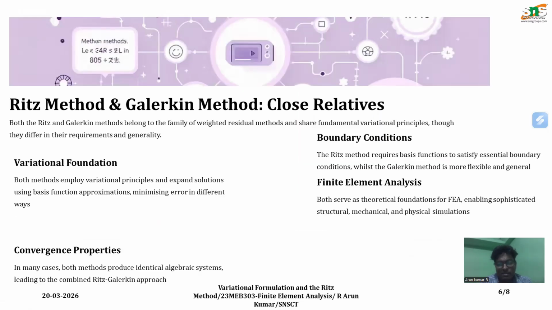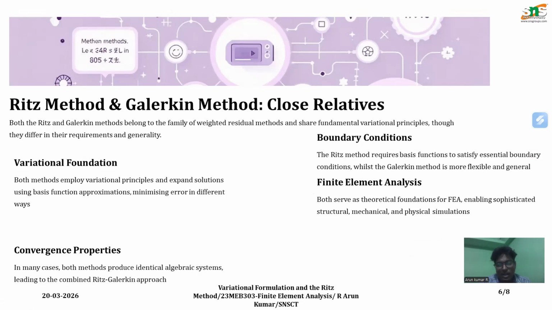The Ritz and Galerkin methods are closely related. Both belong to the family of weighted residual methods, sharing the fundamental variational principle, though they are different in their requirements and generality. For the variational formulation, both methods employ the variational principle and expand the solution using basis function approximations, minimizing the error in different ways, with converging properties in many cases. Both produce a tangent algebraic system, leading to the combined Ritz-Galerkin approach.